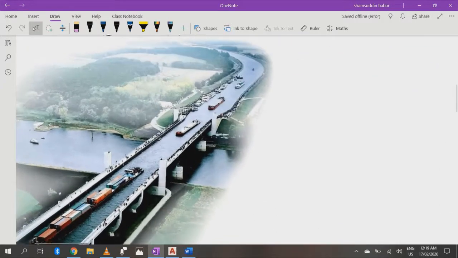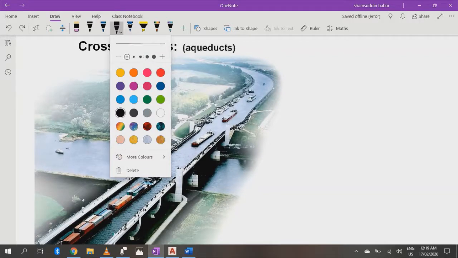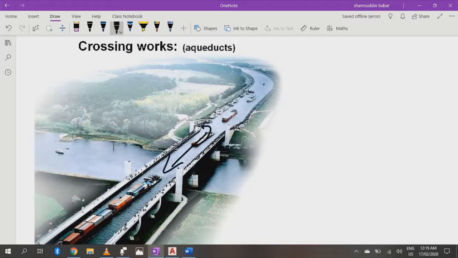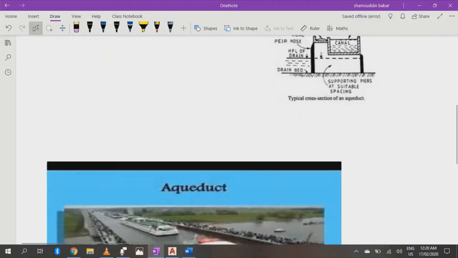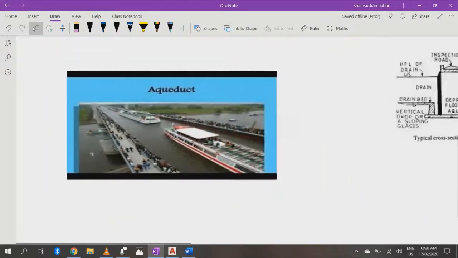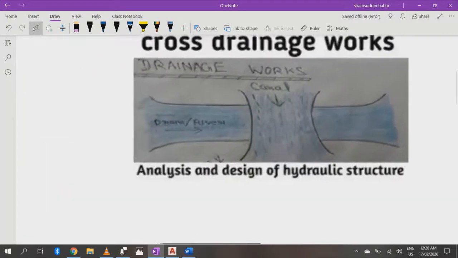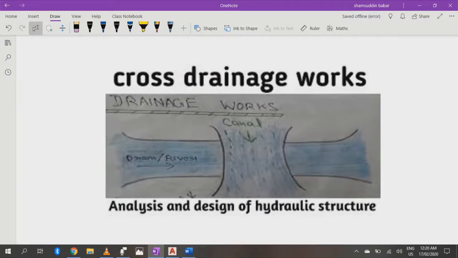For its practical approach, we can see this picture. This is a cross drainage structure. Look at this, these are boats. These are either going in this direction or this, but these are flowing, and you can also see this. So this is a practical example of a cross drainage structure. If we have another picture, we can see this. This is an example of an aqueduct.